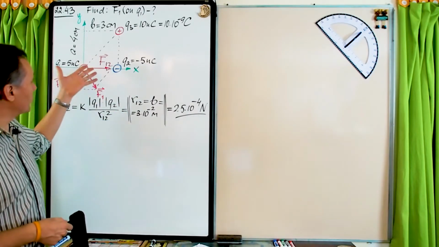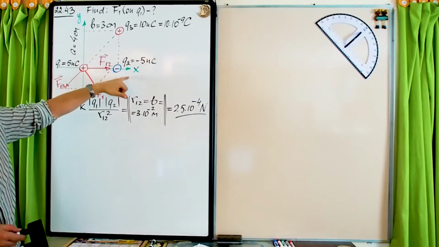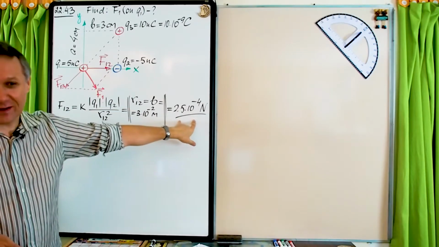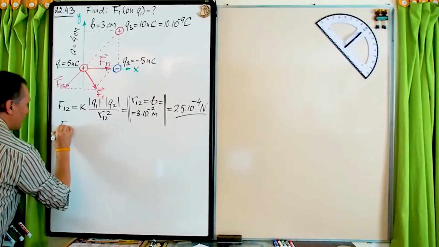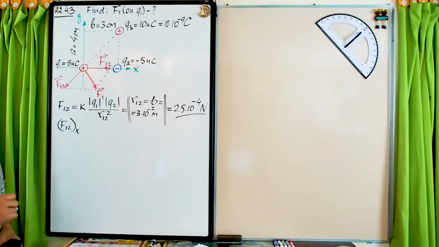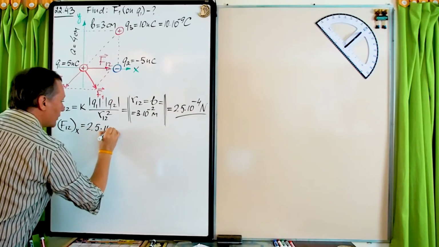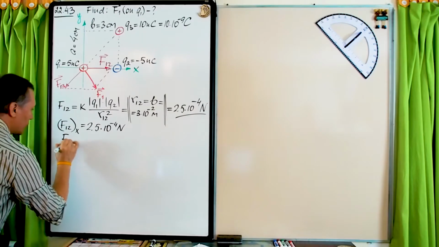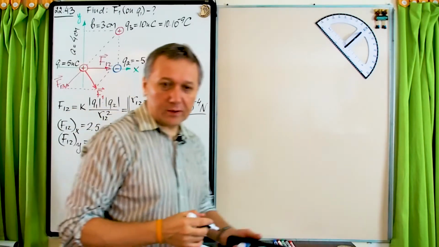Components, we need to find components of this vector. And in this case, it's trivial because the whole force is in the x direction, so the y component will be 0. And the x component will have this length, right? Okay, so now we can write F12 sub x, it will be 2.5 times 10 to the power of minus 4 newtons. And F12 sub y, it's 0.